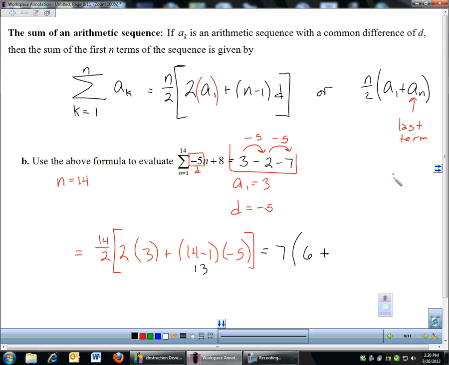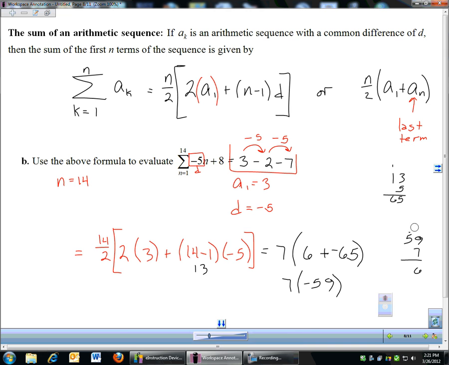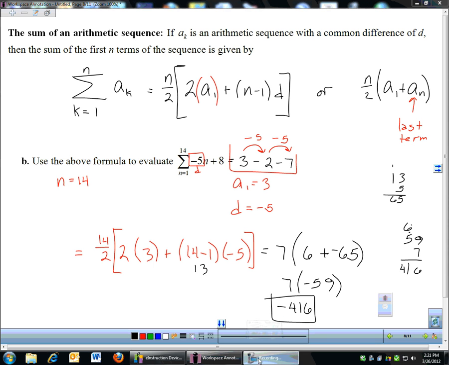What's 13 times negative 5? I think it's 65. 13 times 5 is 15, carry the 1. 65, I was right. So 6 minus 65 is negative 59, I believe. I don't have my calculator with me. I really should have gotten my calculator. So 59 times 7, that's 63, carry my 6. 35 plus 6 is 41. Holy cow. So negative 416 is going to be the sum. If I were to write out all those terms and add up all 14 terms, I would get negative 416.